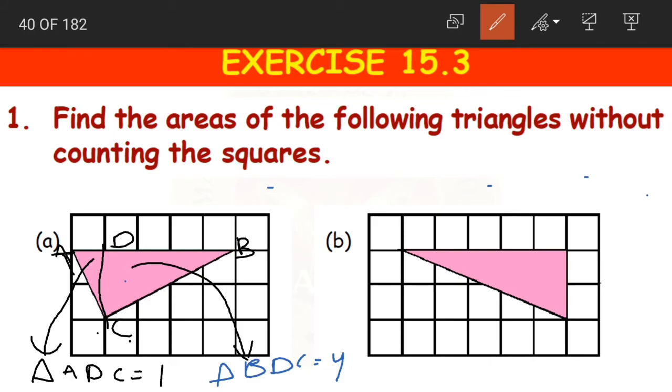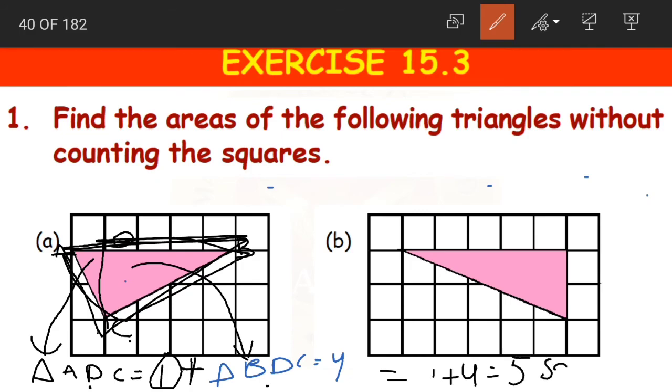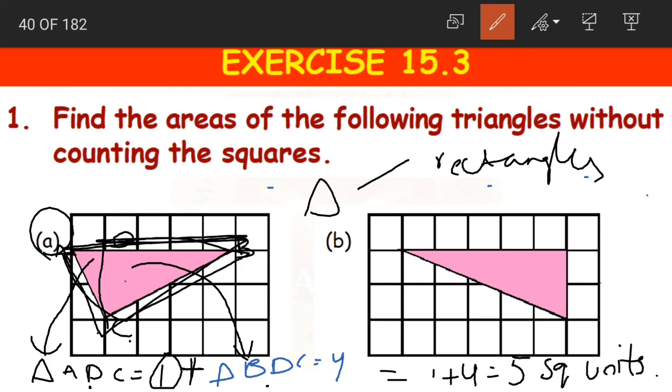Now we want to find out the combined area of the triangle ABC. What will it be? It will be equal to the area of both the triangles. Triangle ADC plus triangle BDC. So that is nothing but 1 plus 4, that is equal to 5 square units. Is this clear, children? I hope with this example also you have clearly understood how to find out the area of our triangle using rectangles. What is our answer for question A? The area of the triangle in question A is 5.